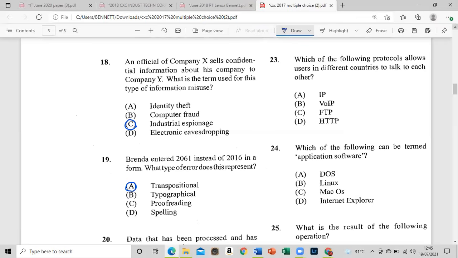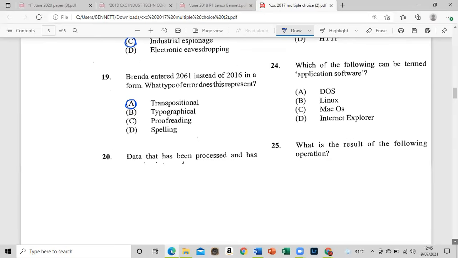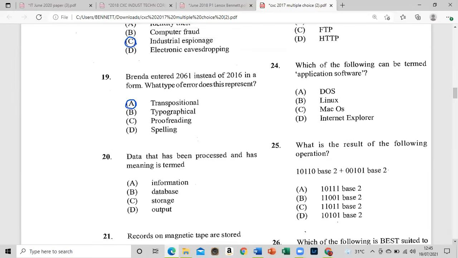Why couldn't it be typographical though? What's typographical? Explain that in the comment section.